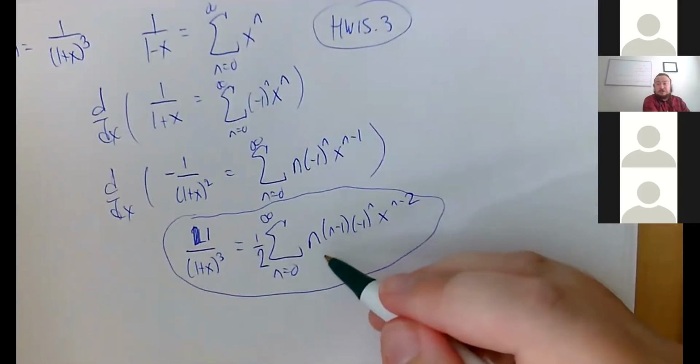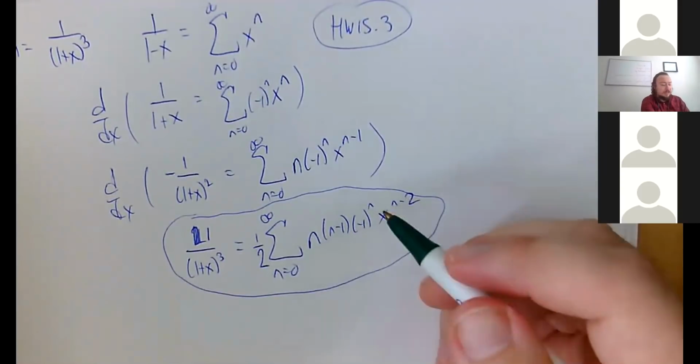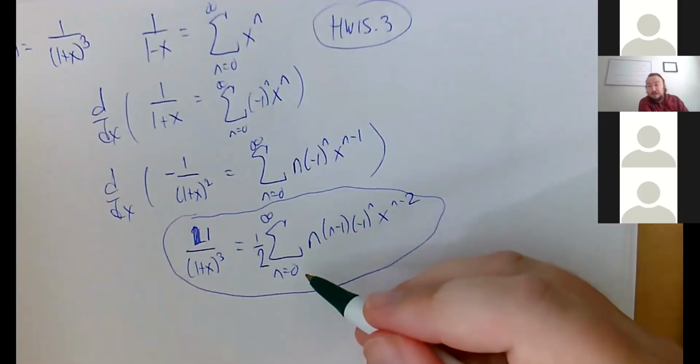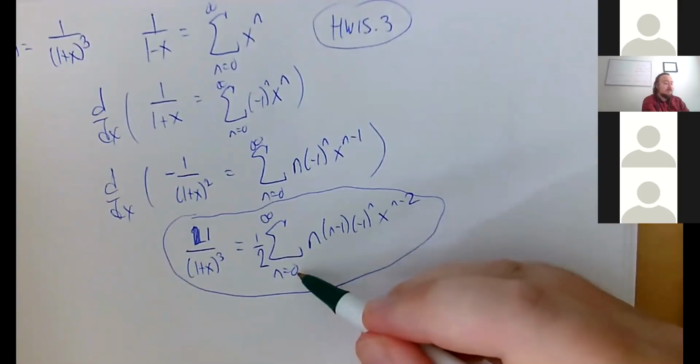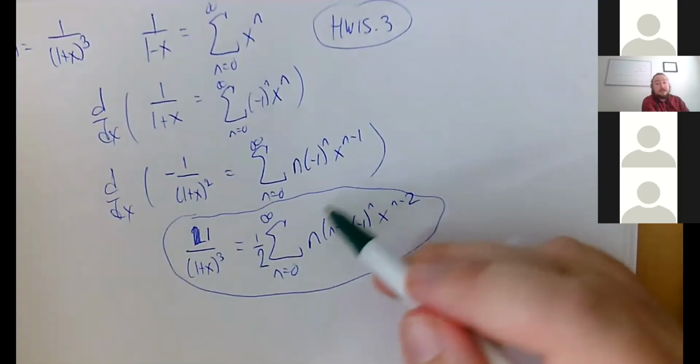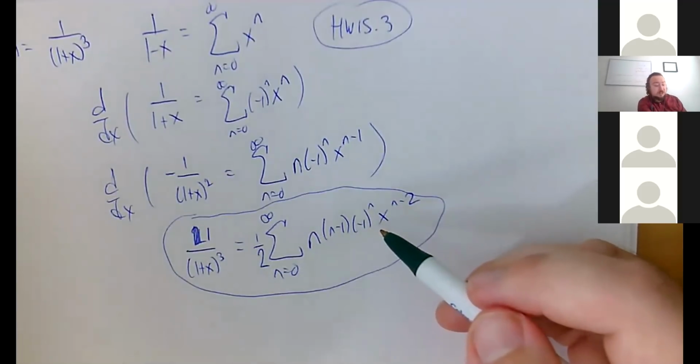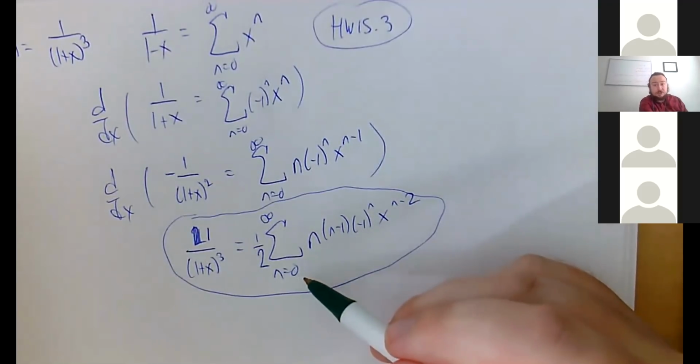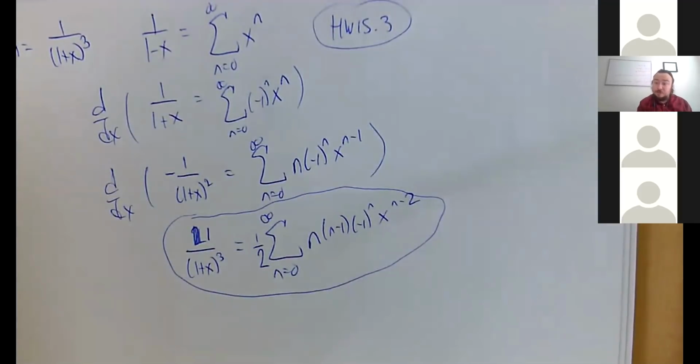And for those of you who like to do this the other way, where you change your bounds on your index, this index could also start at n equals 2. Because if you put n equals 0 in here, this will all be 0. And if you put n equals 1 in here, that will also all be 0. So you could technically start this at n equals 2, and that would be totally fine as well if you like.